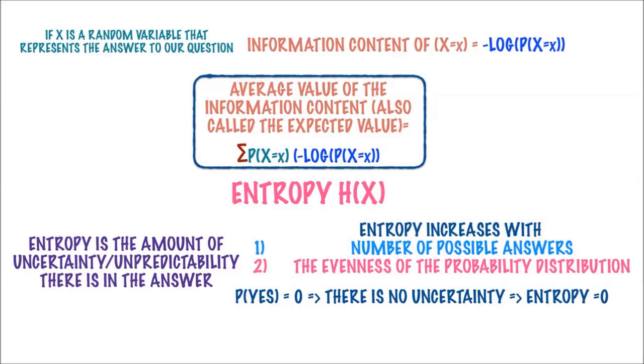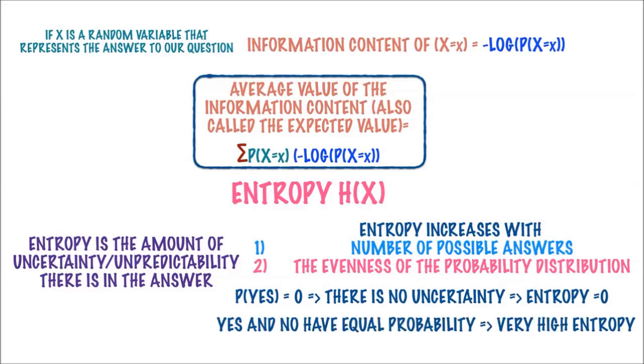So for questions for which the answer is always no, the entropy is just 0. On the other hand, if there is equal probability of getting the answer yes and no, then there is very high entropy because it is harder to guess whether the answer would be yes or no.